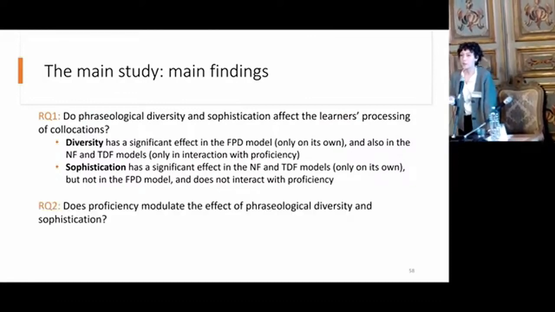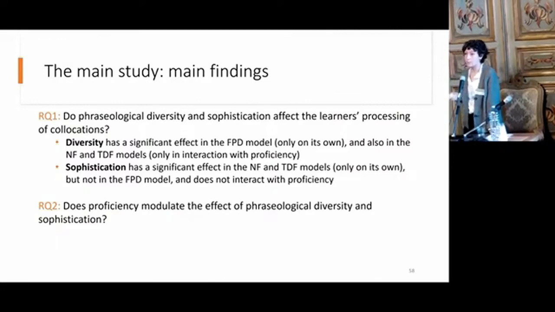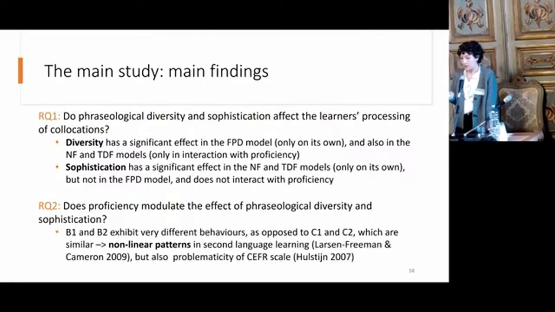The second research question was, does proficiency modulate the effect of phraseological diversity and sophistication? Here, we found very different behaviors between intermediate and advanced learners. Specifically, B1 and B2 learners show very different behaviors as opposed to C1 and C2 learners, which actually show similar patterns in how they process collocations, which vary in the degree of sophistication and diversity.